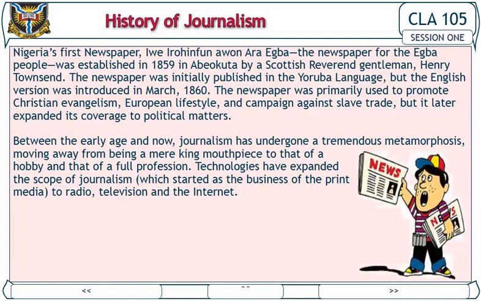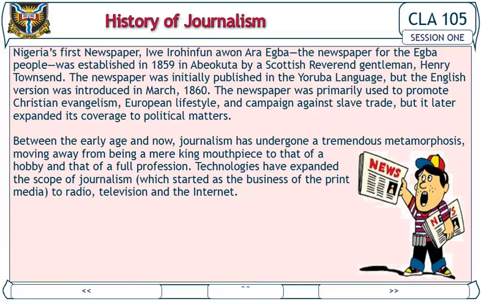Nigeria's first newspaper, Iwe Iroyin fun awon ara Egba, the newspaper for the Egba people, was established in 1859 in Abeokuta by a Scottish reverend gentleman, Henry Townsend. The newspaper was initially published in the Yoruba language, but the English version was introduced in March 1860. The newspaper was primarily used to promote Christian evangelism, European lifestyle, and campaign against the slave trade, but it later expanded its coverage to political matters.